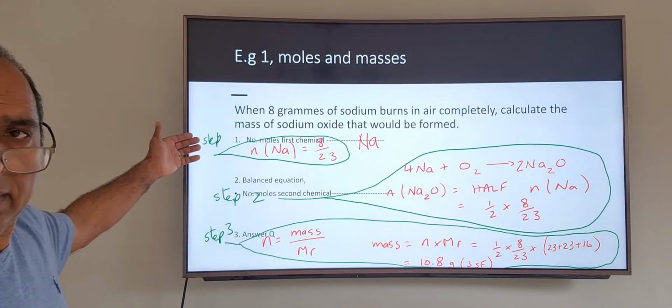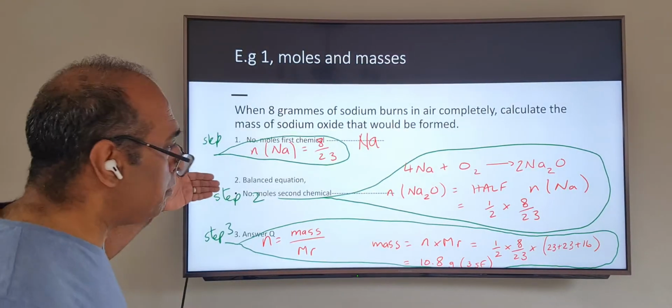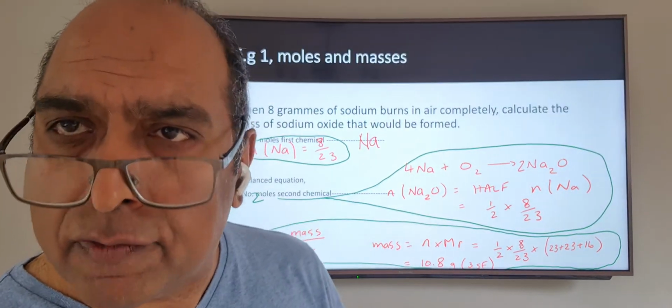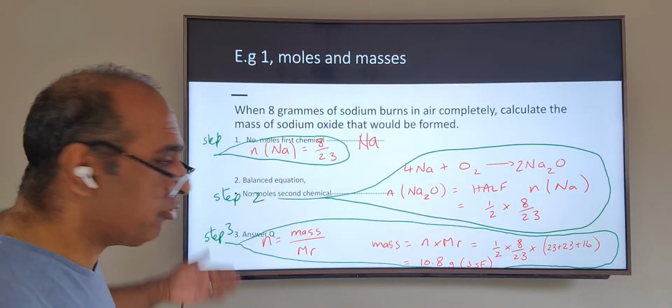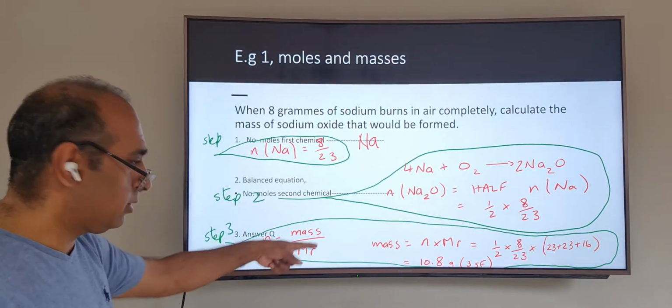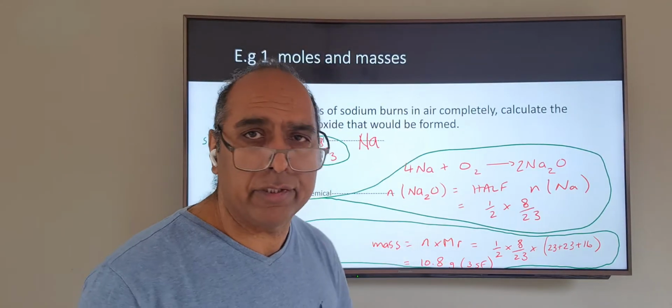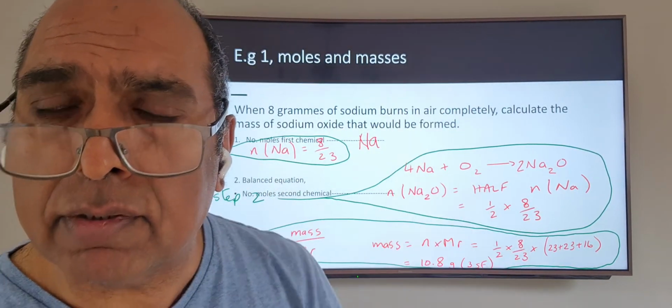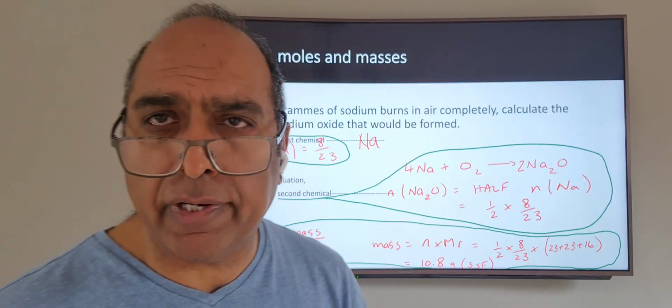Step 1 was number of moles of sodium. Step 2 was number of moles of the second chemical, sodium oxide, was half. Step 3, you use this equation to answer the question. You get an answer. 3 steps and you've got it right. Now, practice that over and over again.